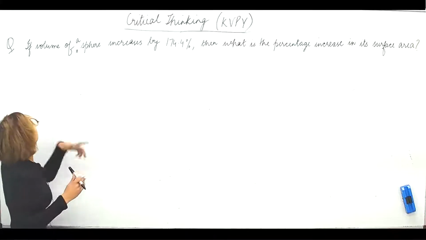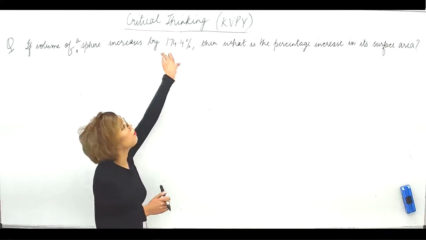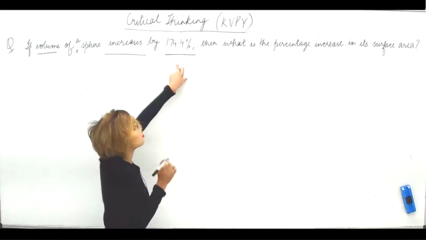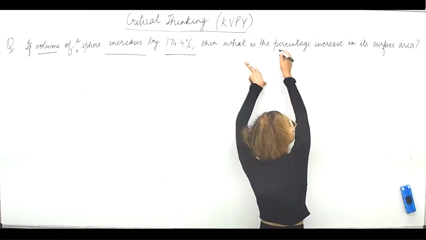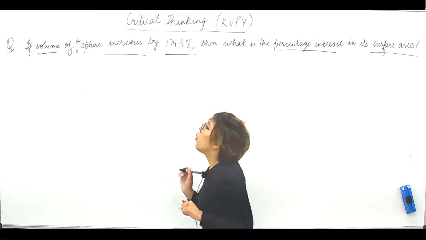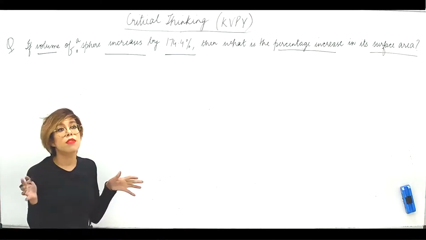Alright. Now, if the volume of a sphere increases by 174.4%, volume is increased by this much percent, then you need to find the percentage increase in its surface area. Right? Alright, so volume of a sphere. Now there are two cases in front of us. Like volume of a sphere increases.